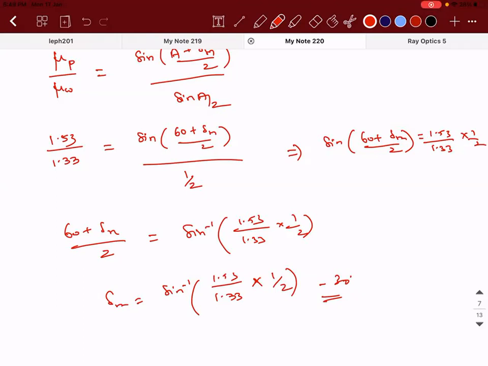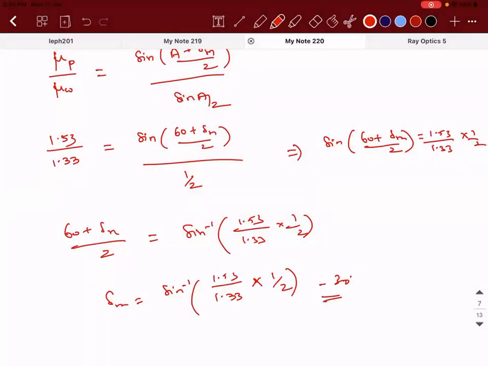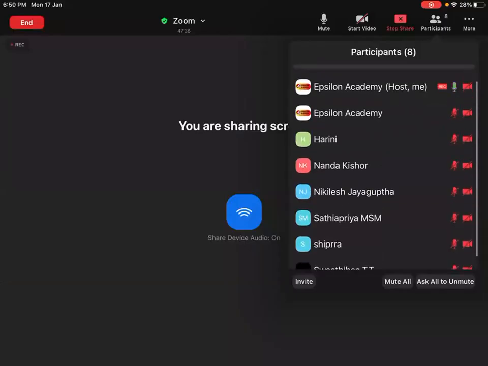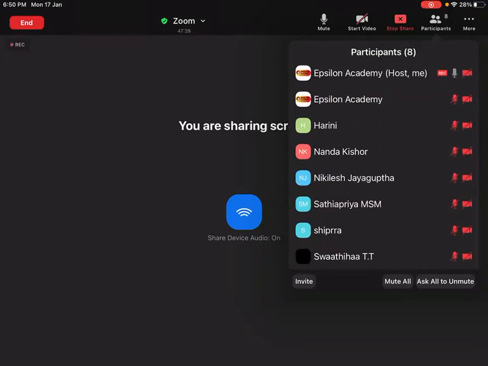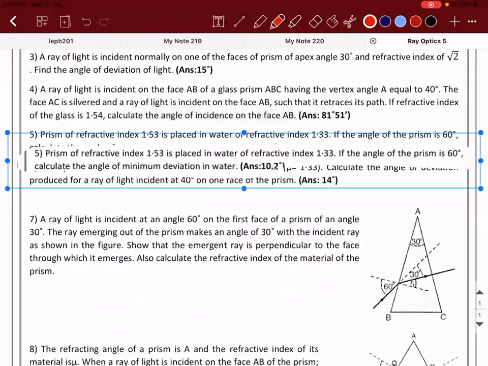So you need not calculate these values. It is only for your practice. They'll not ask you this tough problem. It will be simple only, but it's better we practice some tougher problems. So we'll do one more problem.